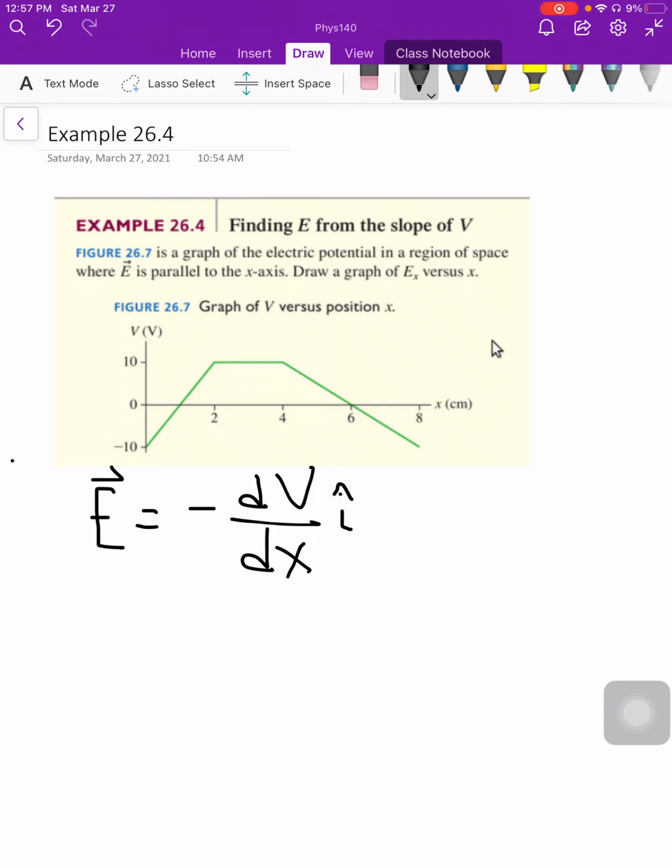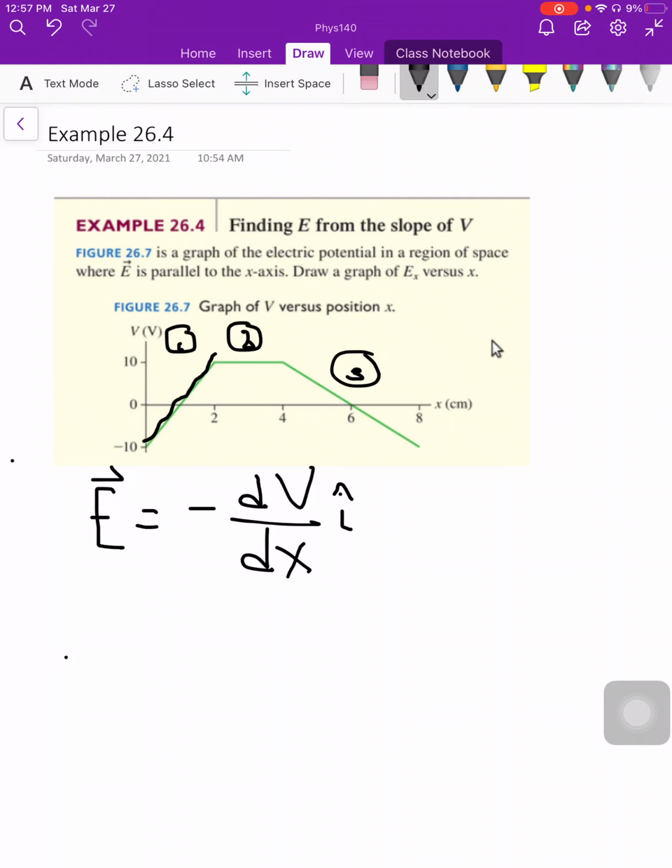So if I look at the slope right here, that slope is positive, right? It's increasing in the y value. The potential is increasing over the range. So its slope is 10 minus a negative 10 over 2 centimeters. So I'm going to break this up into 3 sections. So let's call this section 1. This is 2, and this is 3.